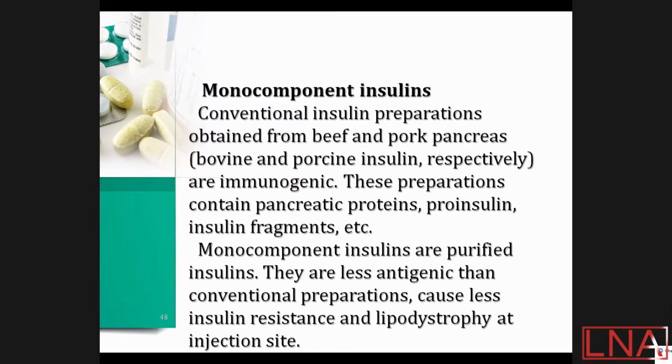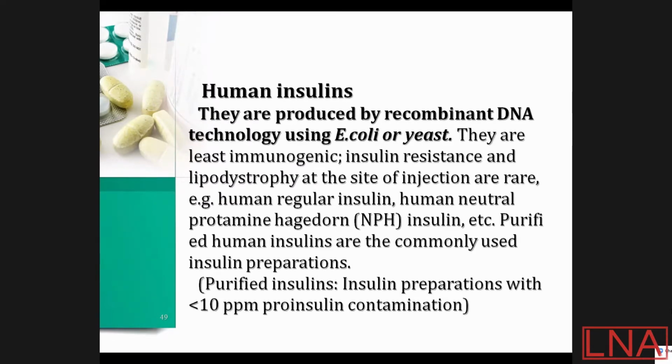So insulin preparations obtained from beef and pork pancreas, if they are purified, so if there are no other substances like proteins or proinsulin or any fragments or parts of these molecules, they will produce less immune response, and they will be safer for patients. But better to use insulin produced by recombinant DNA technology.